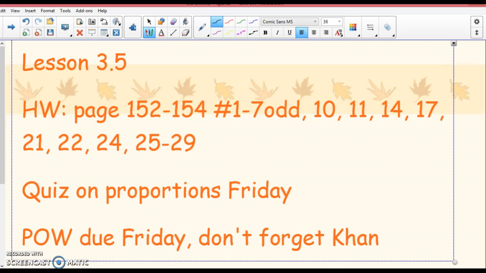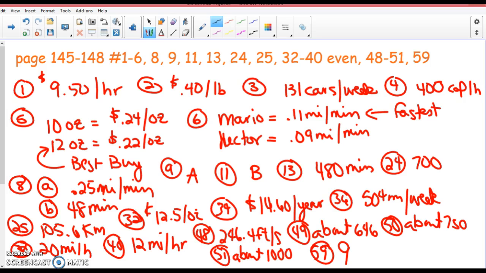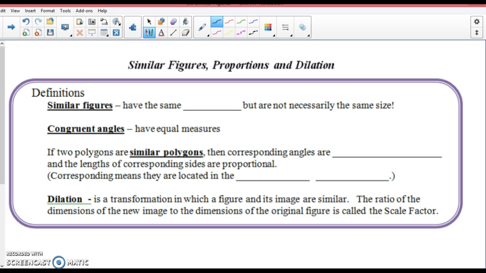Okay, this is lesson 3.5. Here's the homework. These are the answers to last night's homework. Pause it and check it. Make sure you have your appropriate labels. All right, find this page in your notes.